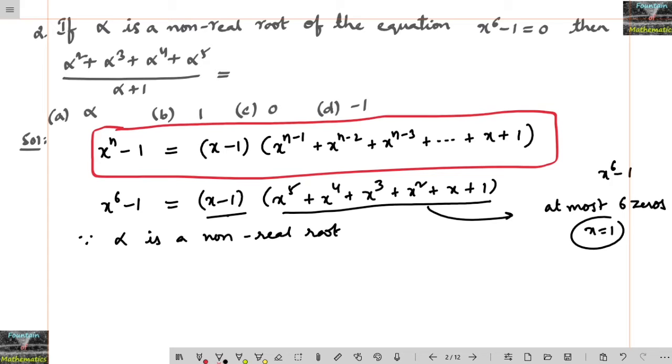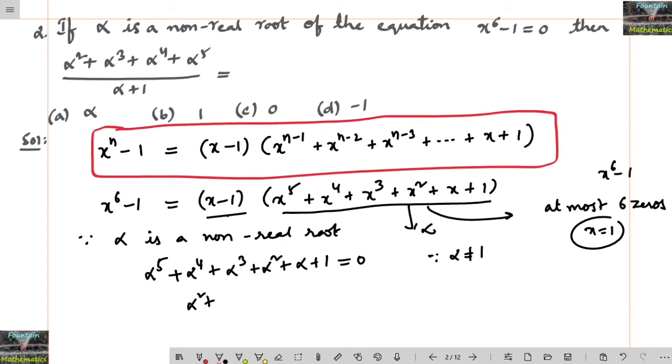So clearly alpha is a non-real root, which means alpha will be considered in this factor, not in x minus 1. So since alpha is a non-real root, we can say alpha power 5 plus alpha power 4 plus alpha power 3 plus alpha square plus alpha plus 1 equals 0, since alpha cannot be equal to 1. Now what is alpha square plus alpha power 3 plus alpha power 4 plus alpha power 5? We can consider it as minus of 1 plus alpha.